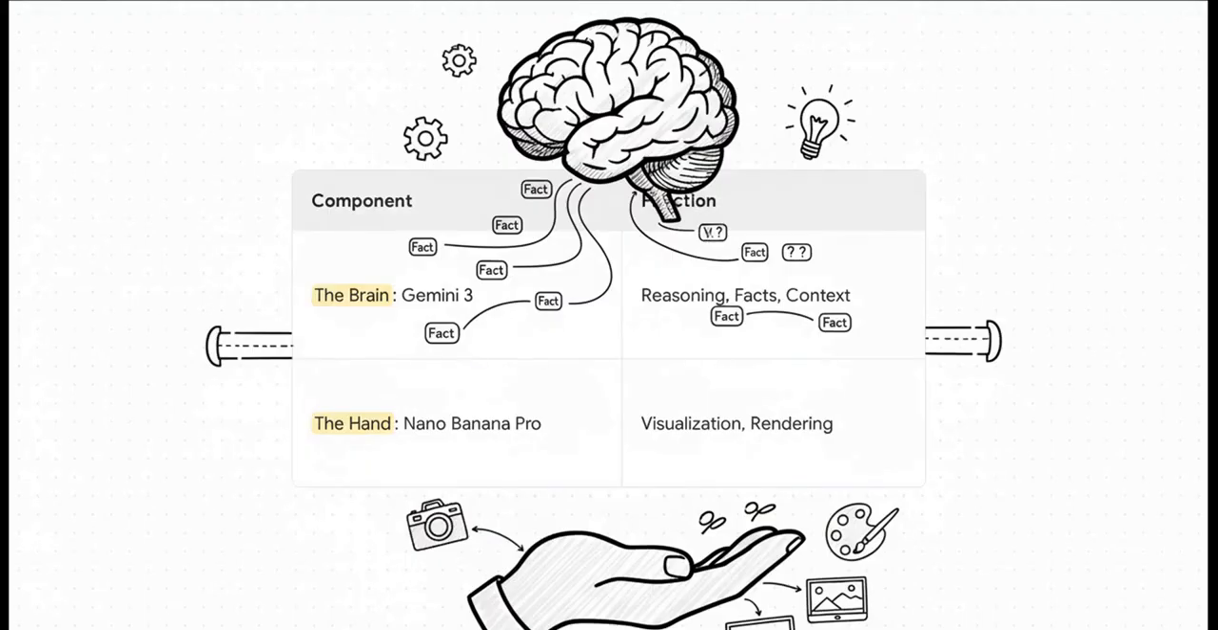So the best way to think about this is like a two-part system. You've got Gemini 3 acting as the brain. It's handling all the reasoning, the facts, and the context of your request. And then you have Nano Banana Pro acting as the hand. It takes that smart, intelligent understanding and actually renders it into a picture. It's a direct pipeline from a fact to an image.